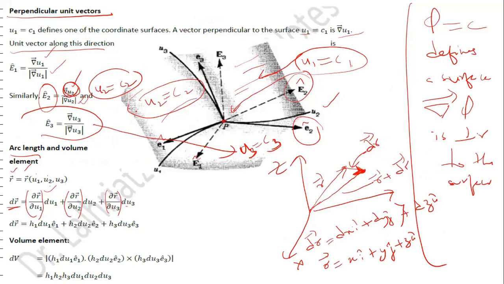This we have discussed. So if you just put that h1 into e1, h2 into e2, h3 into e3, this is what you get as the arc length in the case of this orthogonal curvilinear coordinate system. So the volume element dv, you can also take as the triple product of these vectors. If you take a triple product, the magnitude of that gives you the volume element in this orthogonal curvilinear coordinate system.